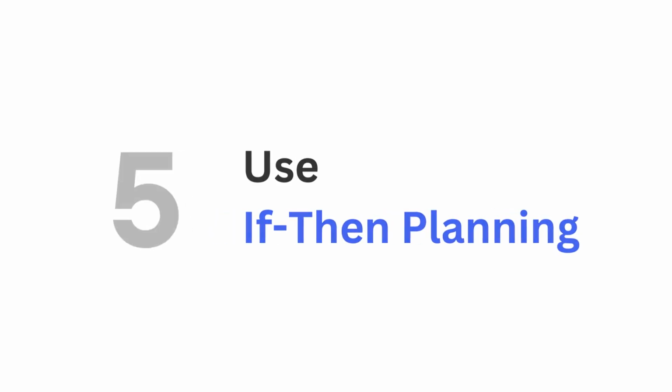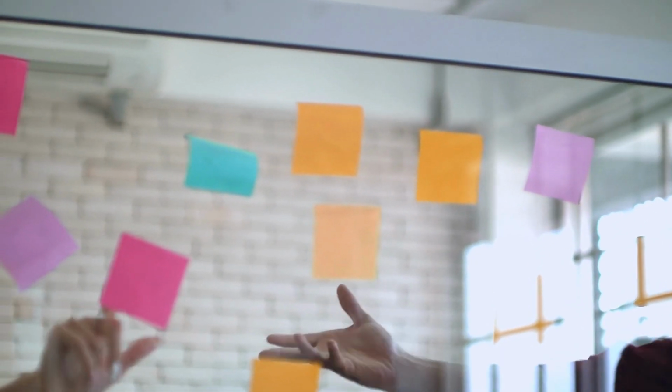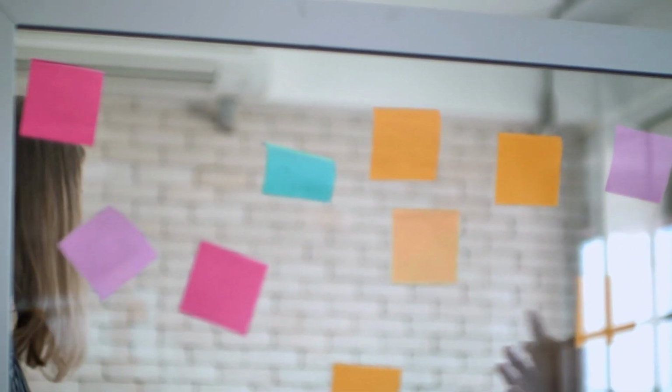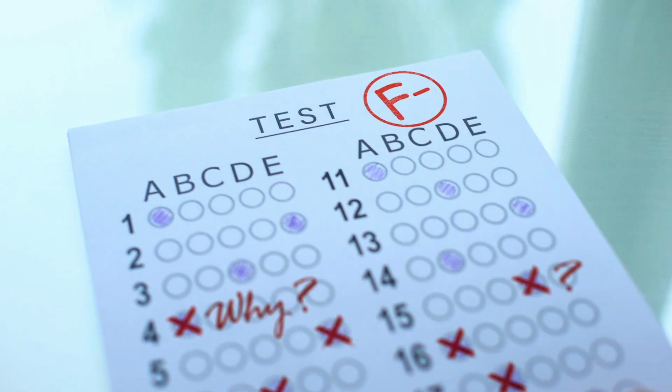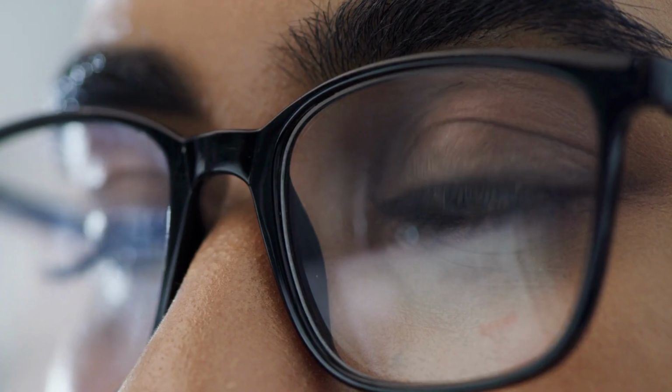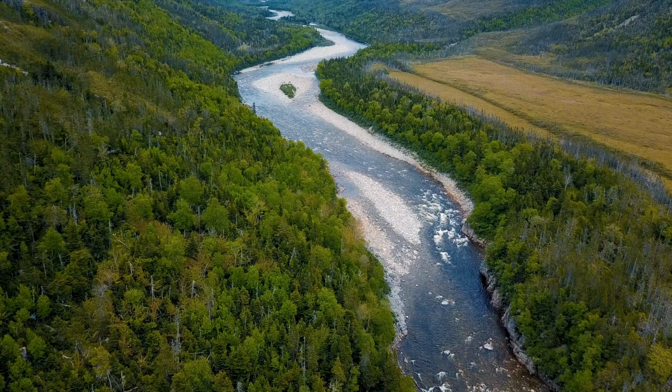Use if-then planning. If-then planning is a way of thinking about how we will handle a potential challenge or situation in advance. For example, we might think, if I get a bad grade on this test, then I will study harder next time. This can help us to feel more prepared and in control, rather than feeling like things are completely out of our hands.